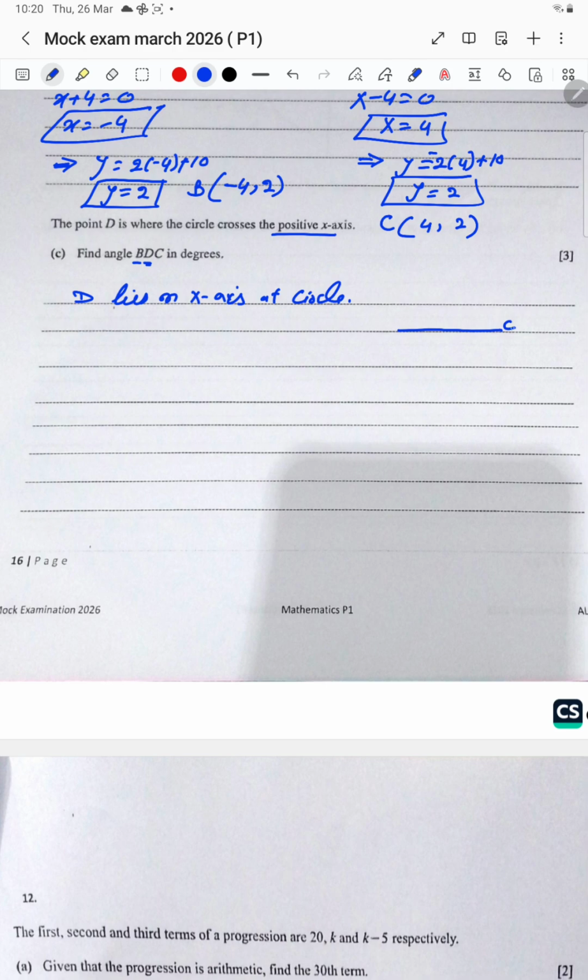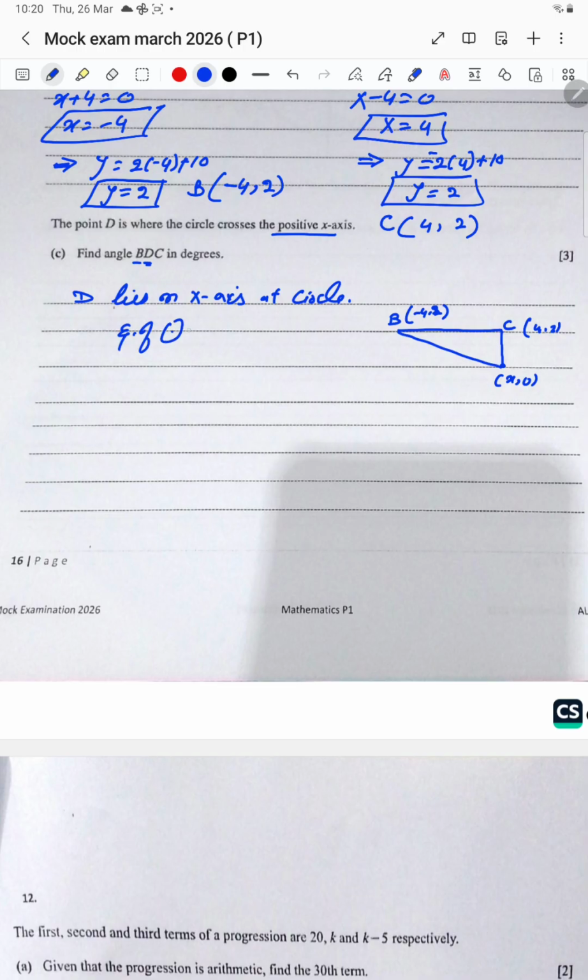This is C, this is B, and here is the circle's point x or 0. C coordinates we have 4, 2, and B coordinates as minus 4, 2. So the x coordinate will be what? So you can see the circle.